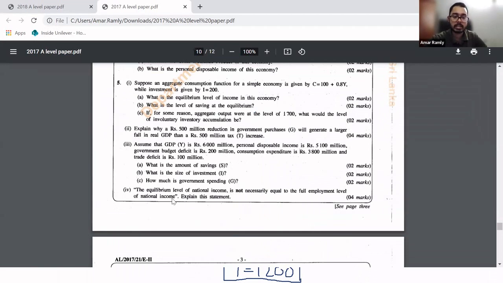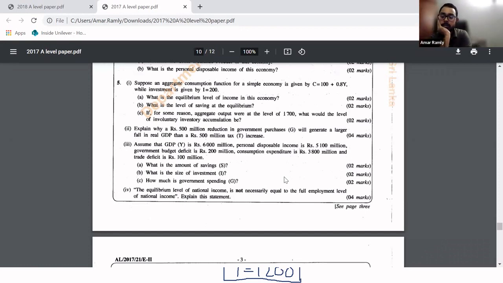All right. So guys, looking at the fourth question, this is a pretty straightforward statement. Equilibrium level of national income is not necessarily equal to the full employment level of national income. That statement is true. Why it is true, guys, is because for the equilibrium level of national income, there are two conditions.